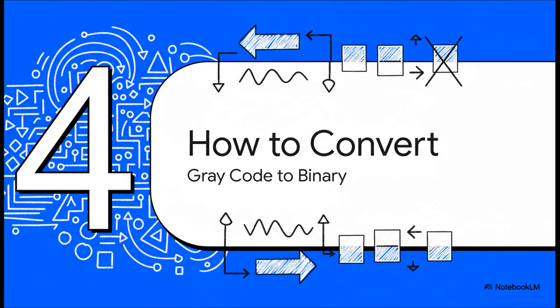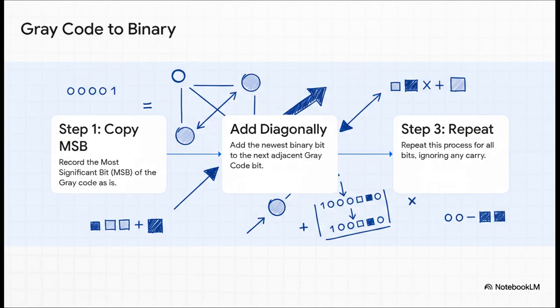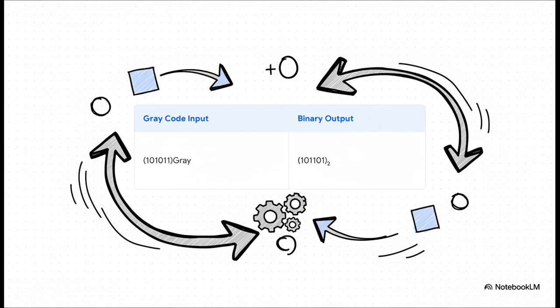Of course, if we can go from binary to gray code, we need a way to go back, right? Back to the standard binary we all know, and luckily that process is just as logical and just as straightforward. Now the rules here are a little different, so pay close attention. Again, you start by just copying that first bit straight down. But this time, you add the binary bit you just found to the next bit over in the gray code. It's this sort of diagonal addition process as you move along.